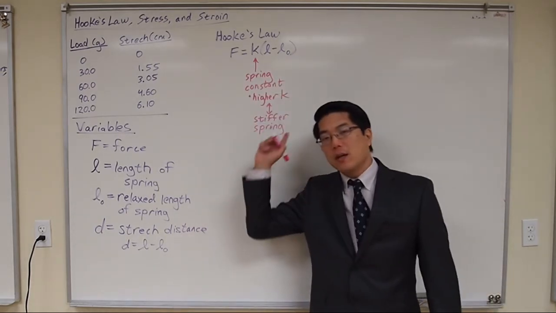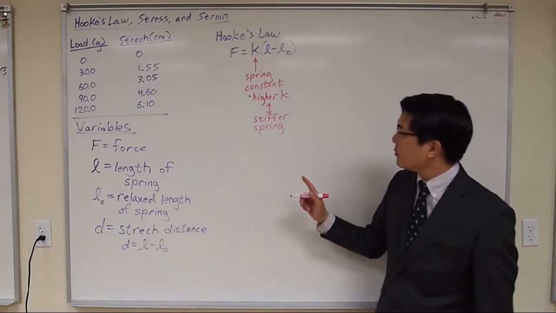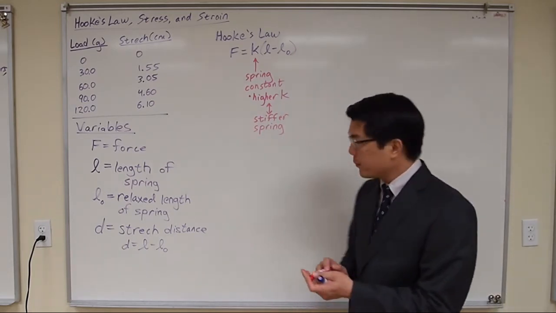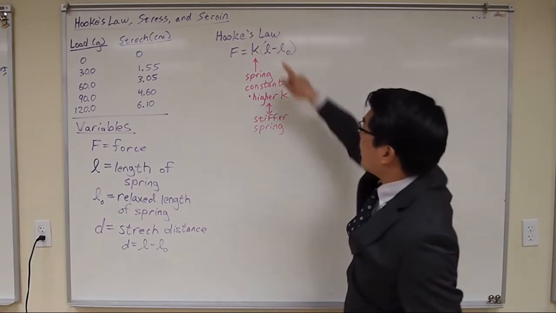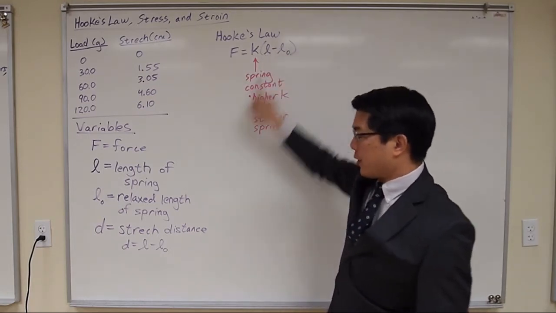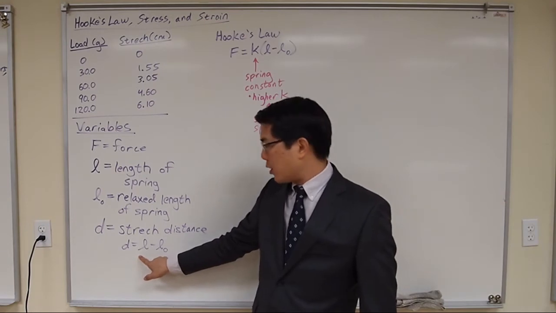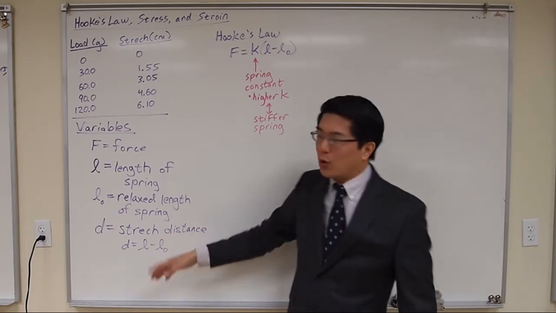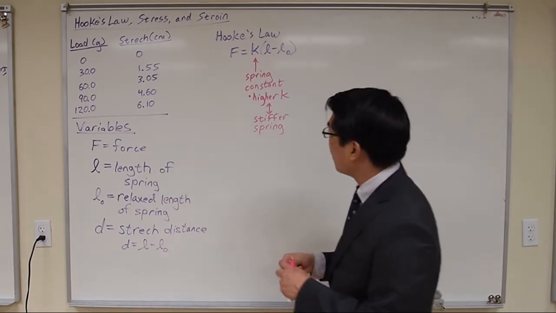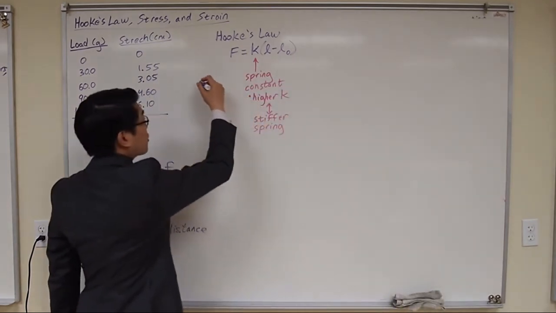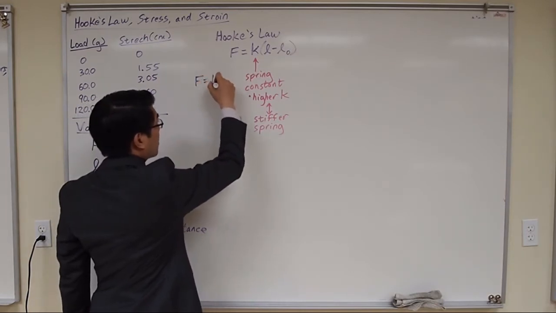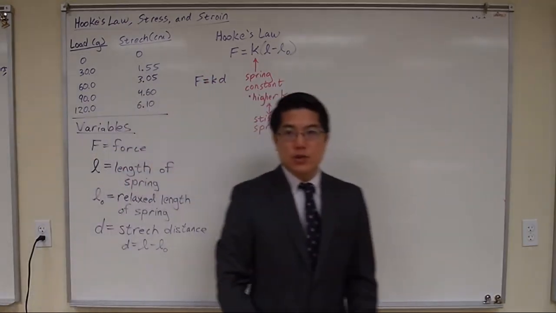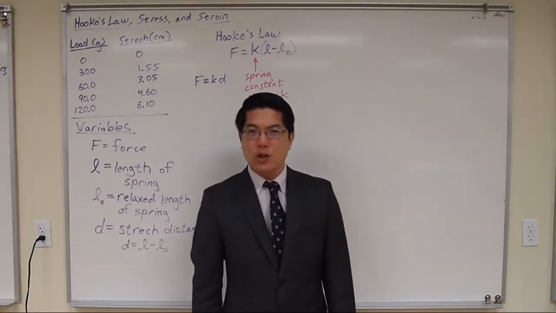So, higher values of K mean you've got a stiffer spring. Similarly, lower values of K mean you have a more flexible spring. Now, you'll notice L minus L0, you might have seen that over here. So you can also express Hooke's law as F equals KD or F equals KX. There's a bunch of different variations on Hooke's law.